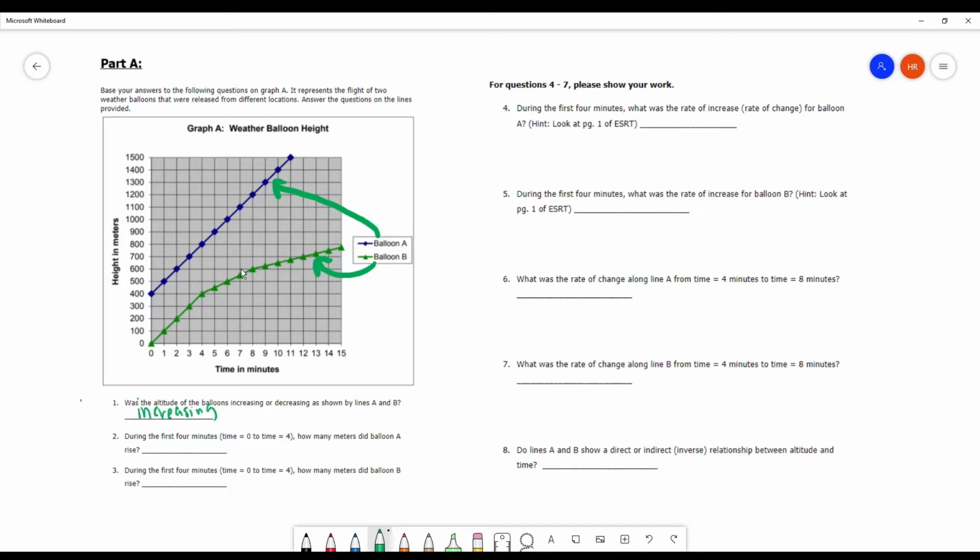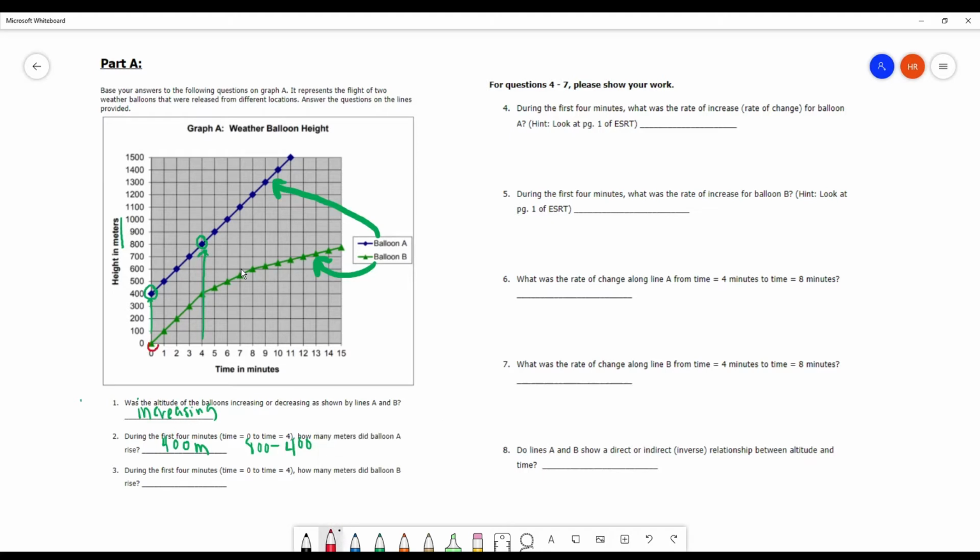During the first 4 minutes, how many meters did balloon A rise? So at 0, it was at 400, and at 4, it was at 800. So how many meters did it rise? 400, and we take that away from 800. 400 subtracted from 800 is 400, just like 8 minus 4 is 4. So 400, and what unit do I put? Meters, which I can abbreviate with an M, or you can write the full word out. How about for balloon B? I'm going to grab a different color for this one.